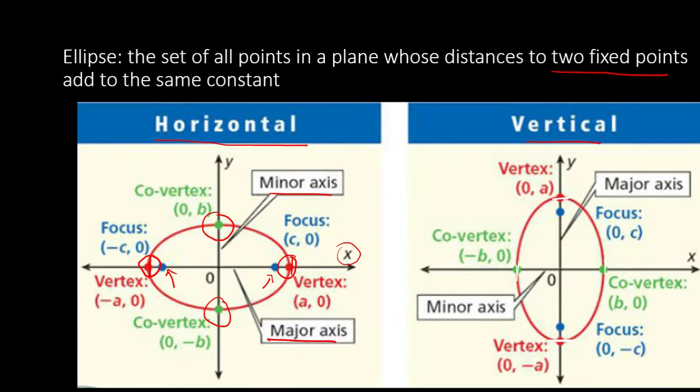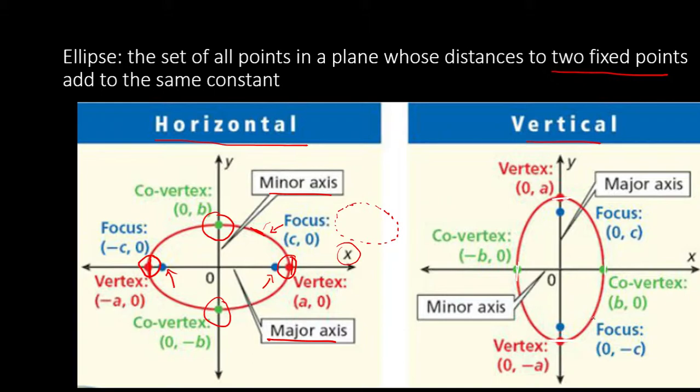So an ellipse is the set of all points in a plane whose distances, so the ellipse, think of this figure in red as actually just a bunch of points that are so close together you can't see any space between them. So it's actually infinitely many little points that appear in that shape. So an ellipse is this set of points whose distances to two fixed points add to the same constant.